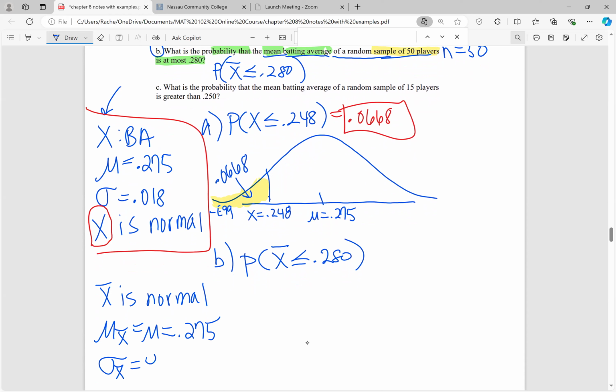So sigma sub X bar is equal to sigma divided by the square root of n. So we're going to have 0.018 divided by the square root of 50. Let's go 4 places. That's kind of like a rule of thumb. Anytime we calculate standard error, a lot of times it's going to be a decimal that doesn't end, and we typically go 4 places. So that's going to be about 0.0025.